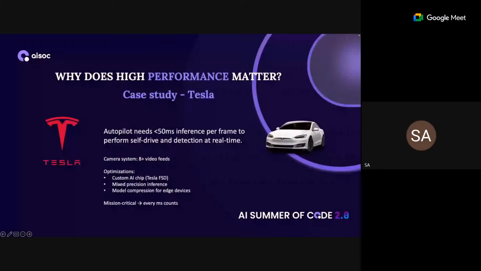So for such a system, it is mission critical that every single millisecond counts. That's what that MS stands for. Every single millisecond counts, because it is the difference between accident or no accident. It is the difference between taking you from your house to where you want to go.